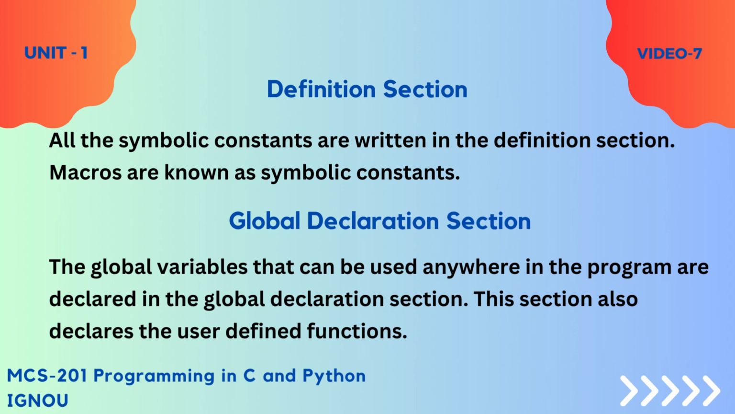The next is the definition section. All the symbolic constants are written in the definition section. Macros are known as symbolic constants. The next is the global declaration section. The global variables that can be used anywhere in the program are declared in the global declaration section. This section also declares the user-defined functions.